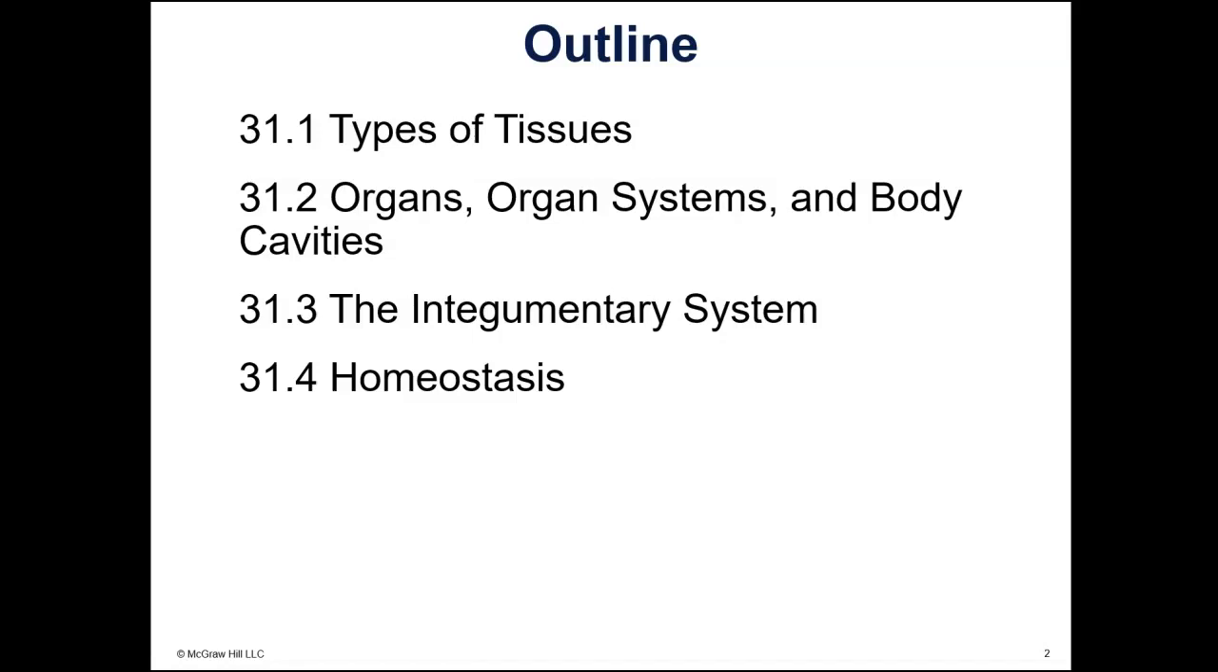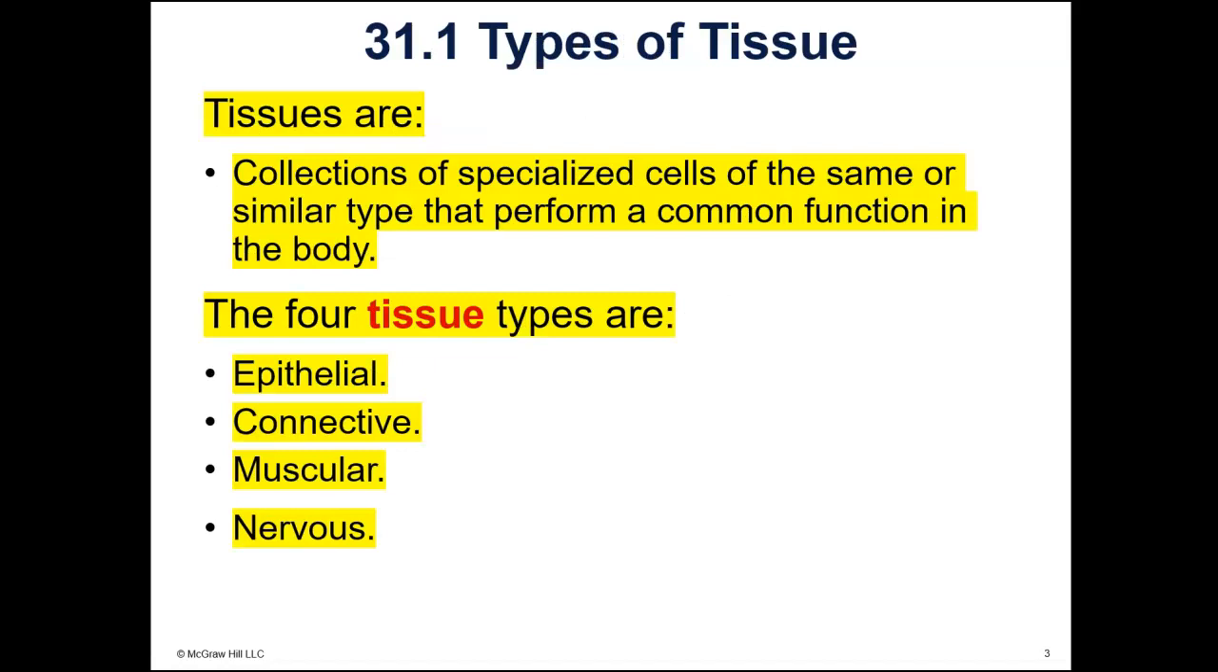We will talk about the types of tissues. There are 4 different tissue types in the human body, which are epithelial, connective, muscle, and nervous. And we will talk about the organs, organ systems, and body cavities of the human, the integumentary system of the human, and then homeostasis in general. So we'll cover all of this information.